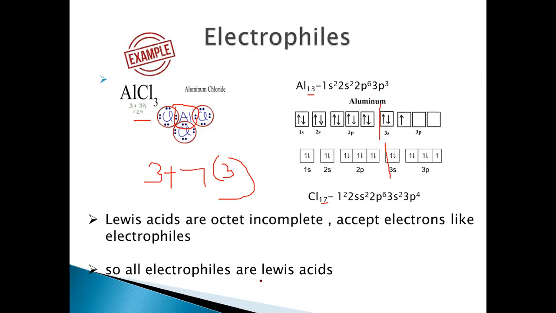And one more concept we're discussing here: what are Lewis acids? Lewis acids are electron pair acceptors. So electrophiles are also electron pair acceptors. So all electrophiles are Lewis acids. This completes the topic of electrophiles. In my next video, I'm going to discuss nucleophiles.